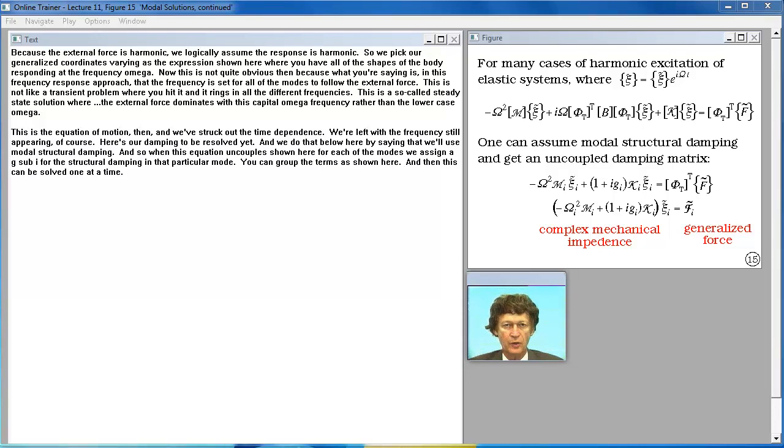Because the external force is harmonic, we logically assume the response is harmonic. So we pick our generalized coordinates varying as the expression shown here, where you have all of the shapes of the body responding at the frequency omega. Now, this is not quite obvious, because what you're saying, in this frequency response approach, is that the frequency is set for all of the modes to follow the external force.